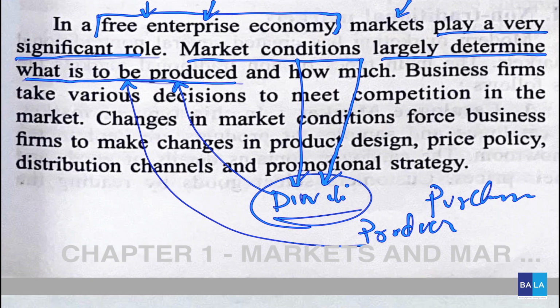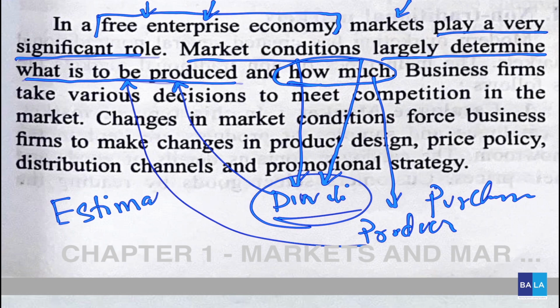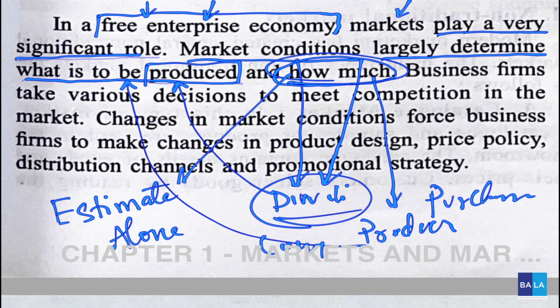Now, how much to be produced? This is also decided by the producer. He will decide how much to be produced as per his estimate, how much he will be able to sell. Is he alone? No. Competition is always there in the market. So each producer will produce. How much will they produce? They will produce according to their estimate. This estimate is done with the help of market conditions.